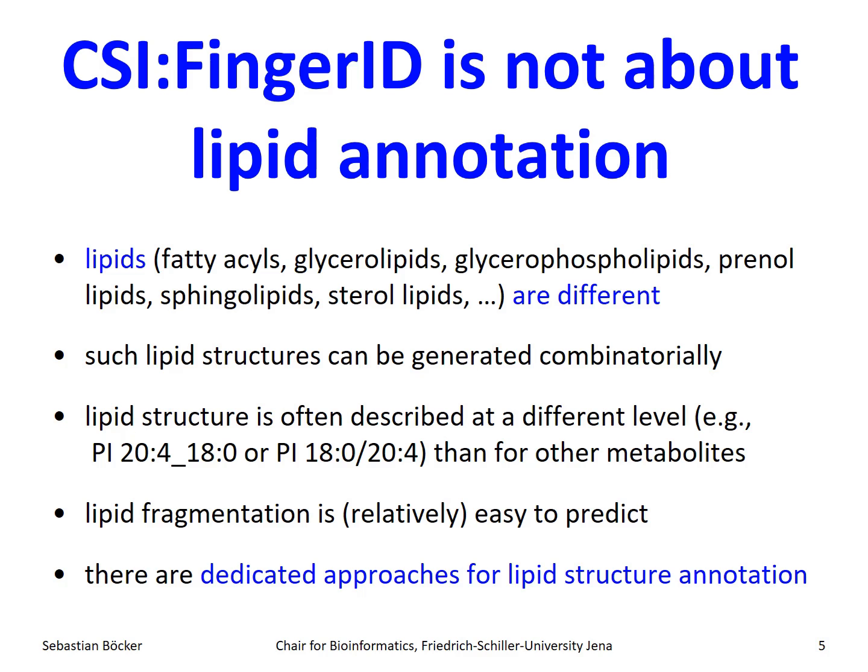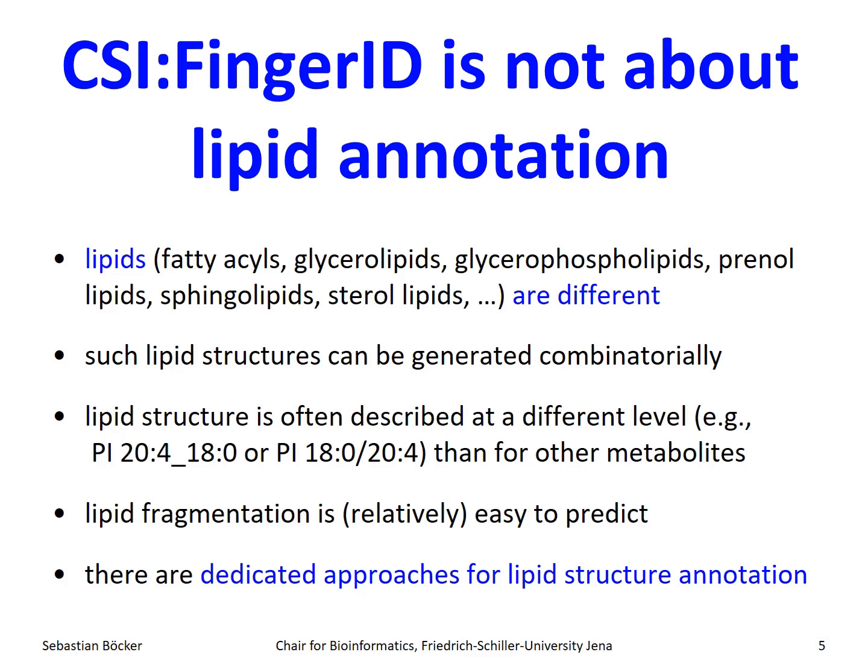We can generate them combinatorially. We don't know where double bonds are, and so on and so on. And that's the nice thing, lipid fragmentation is relatively easy to predict. So using CSI FingerID for that is not a good idea. We'll integrate something into Sirius that can also annotate lipids, but it won't be CSI FingerID. So we'll probably use one of the more dedicated approaches.